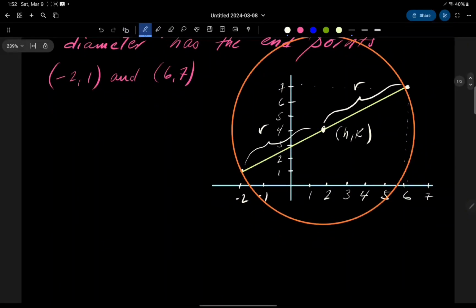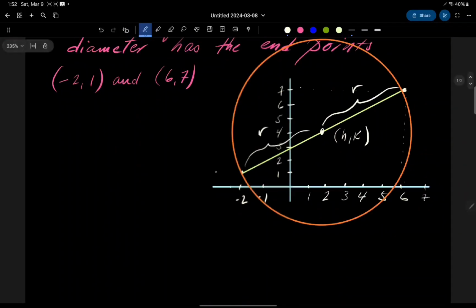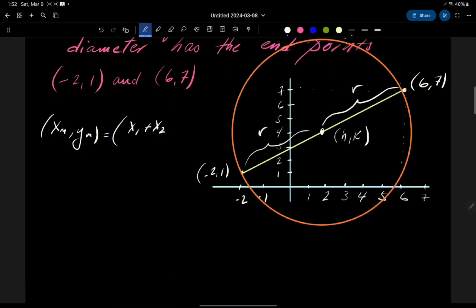So in order to find the midpoint of the circle, which is h, k in this case, the center of the circle, we're going to have to find the midpoint between the left endpoint, which is -2, 1, and the right endpoint, which is 6, 7. Now, what's the equation of a midpoint? The midpoint of any 2 points, by the way, would be x of the midpoint and y of the midpoint are equal to x1 plus x2 divided by 2. This gives you the x value of the midpoint, and y1 plus y2 divided by 2.